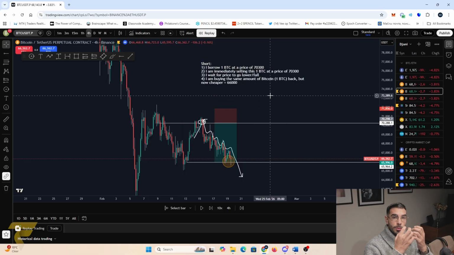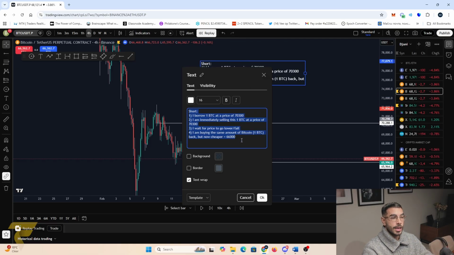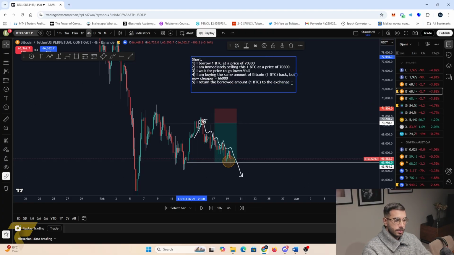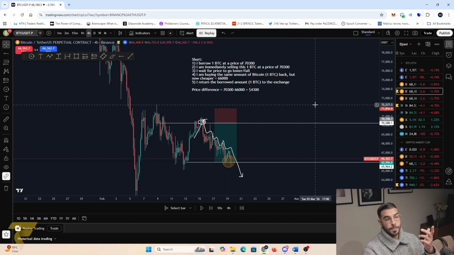So as we have bought the one Bitcoin at a lower price, now we can simply give our one single Bitcoin back to the exchange, which we were initially in debt for. I return the borrowed amount, one Bitcoin, to the exchange. And then in this case, of course, the price difference, that's the money. That's where we make our money. Okay, so that would be 70,300 minus 66,000. So that's a profit of $4,300. And that's about it.